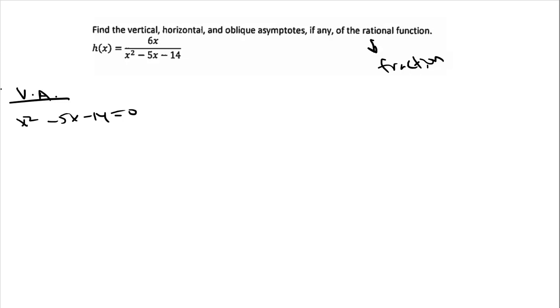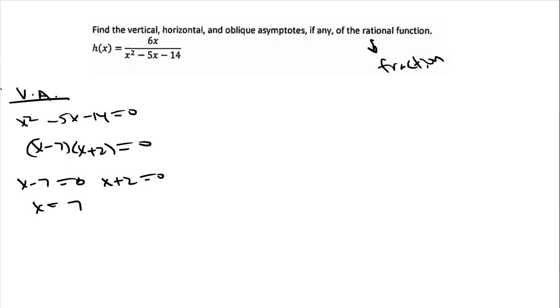So if we were to factor this, we would get x minus 7 times x plus 2, which is equal to 0. Then we set both of them equal to 0. So this is going to give us x equals 7, x equals negative 2. All right, so what does that mean? Well, that means that these are going to be our vertical asymptotes.